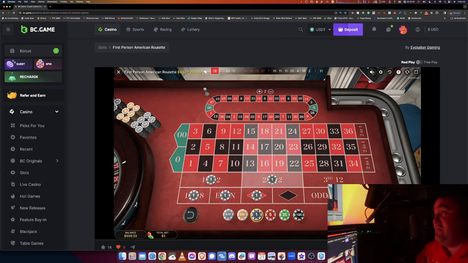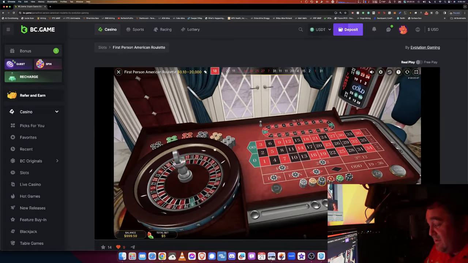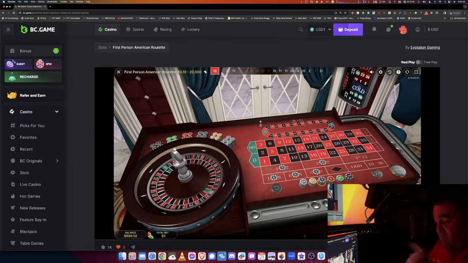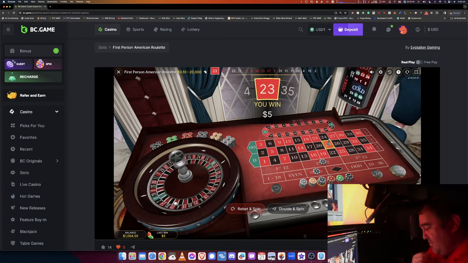1, 2, 3, 4, 5. Technically, I'm covering my bases there. I got a $5 minimum. I'll hit spin. I need two of the bottom ones to hit and one of the top ones to hit to be profitable. So I'm going to double it.